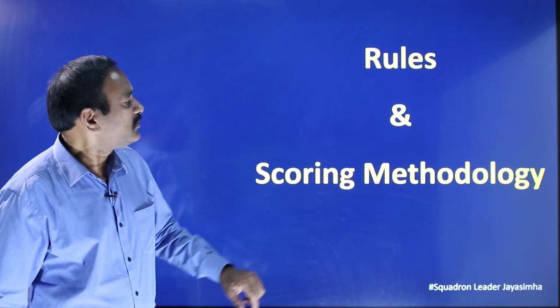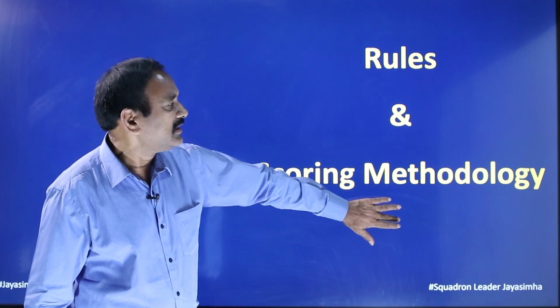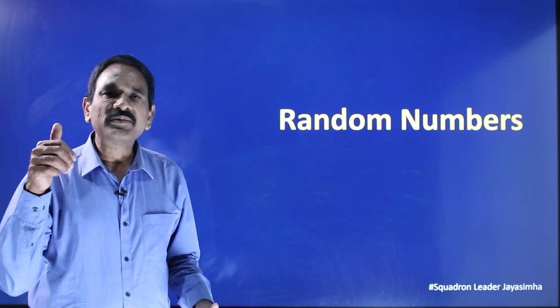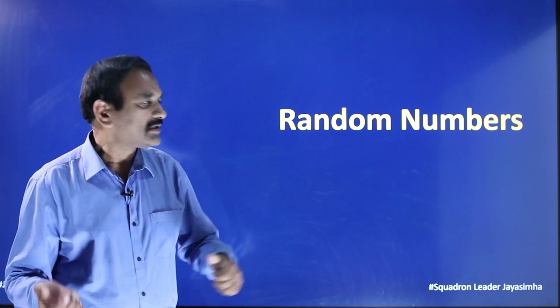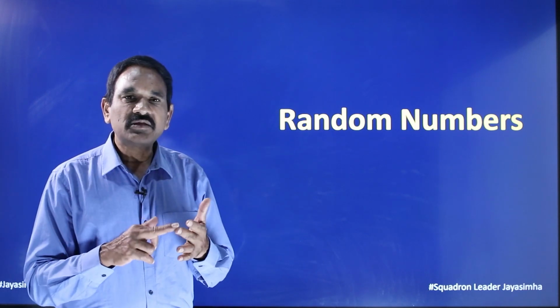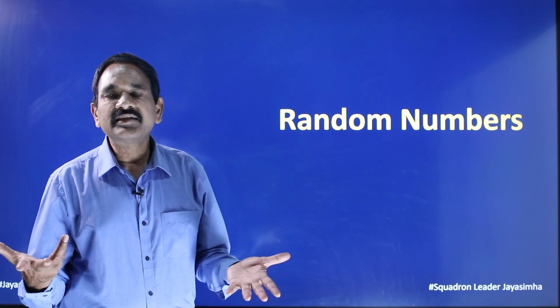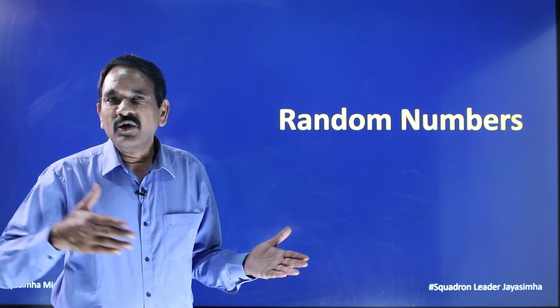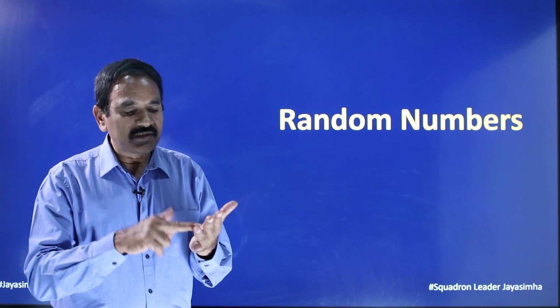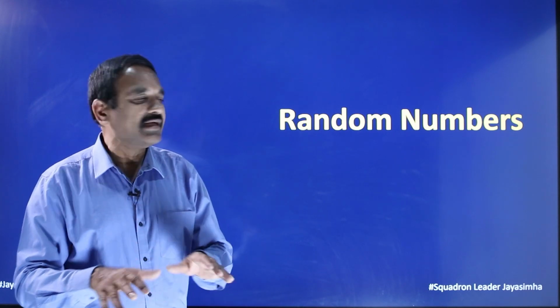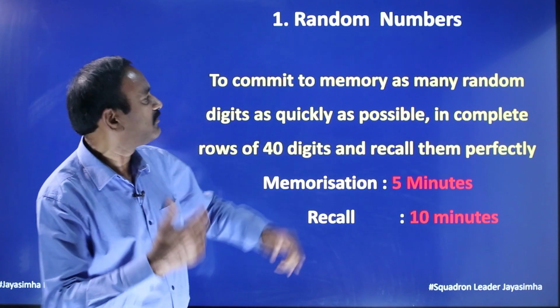Coming to the rules and scoring methodology, you need to know. First of all, let's talk about the random numbers. Numbers means what? 0, 1, 2, 3, 4, 5, 6, 7, 8, 9. These are the numbers which will be coming in different ways.